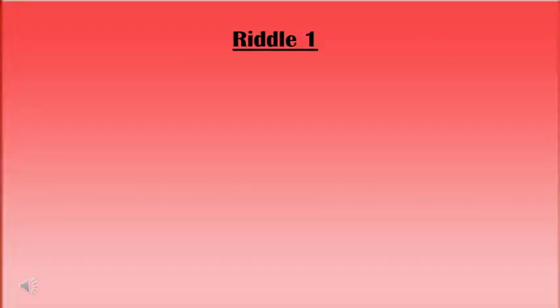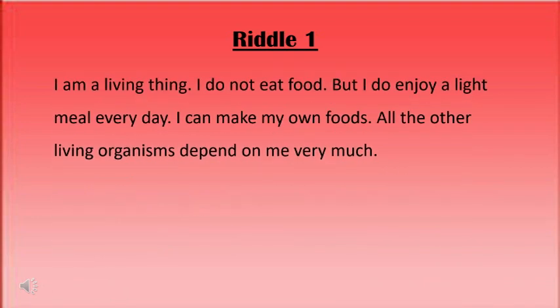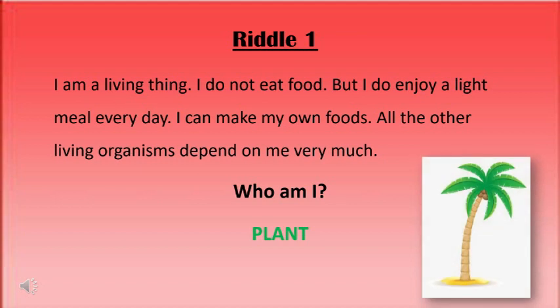Okay, student, here is the first riddle for you. I am a living thing. I do not eat food, but I do enjoy a light meal every day. I can make my own food. All the other living organisms depend on me very much. Who am I? Can you guess the answer? The answer is plant. Have you guessed it correctly?